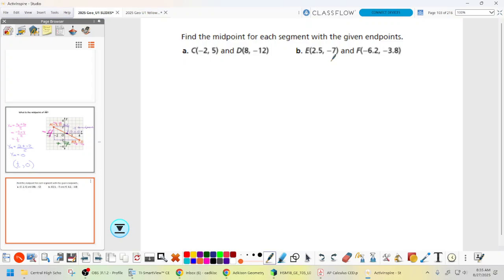So I'm going to give you 5 minutes to do these two. And again, let me know if you want graph paper. And then we're going to twist this a little before we do distance.